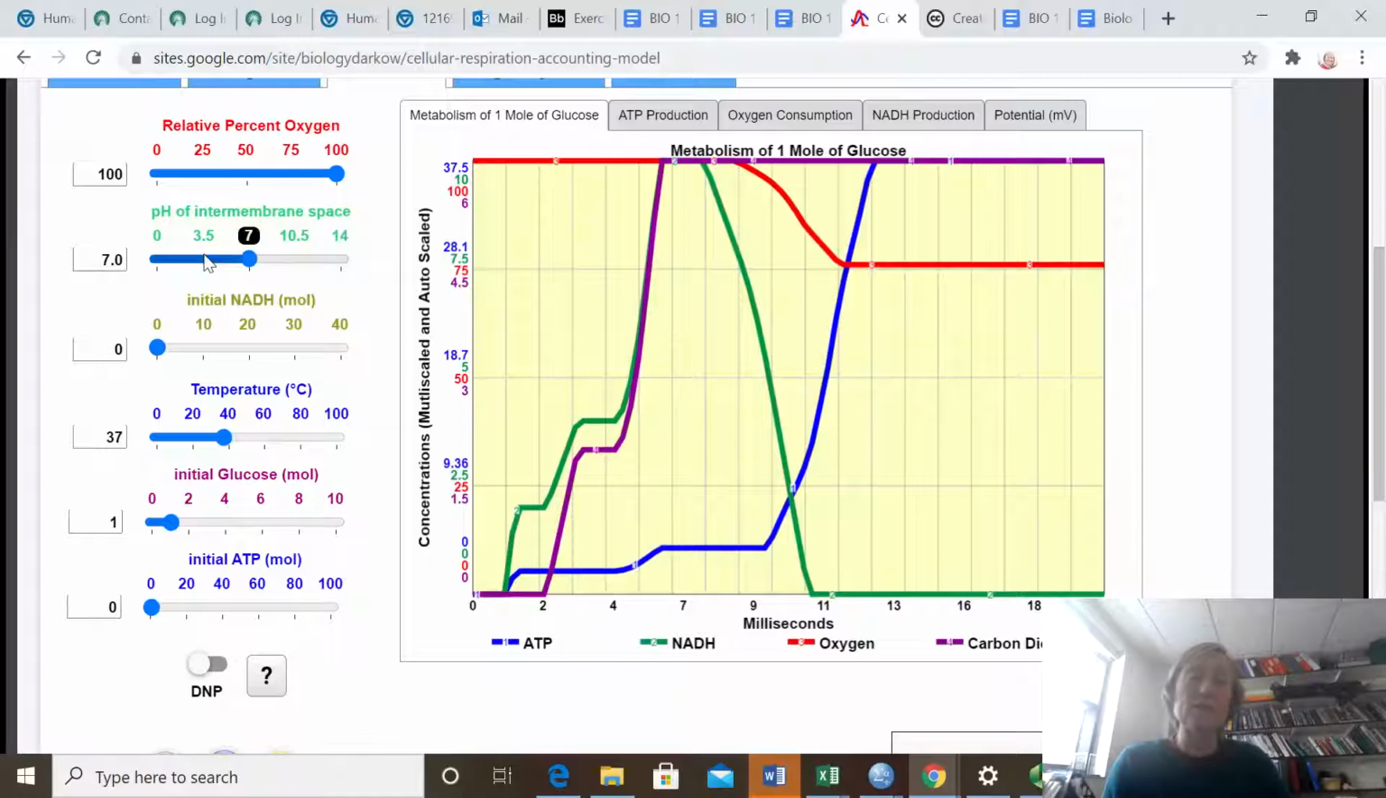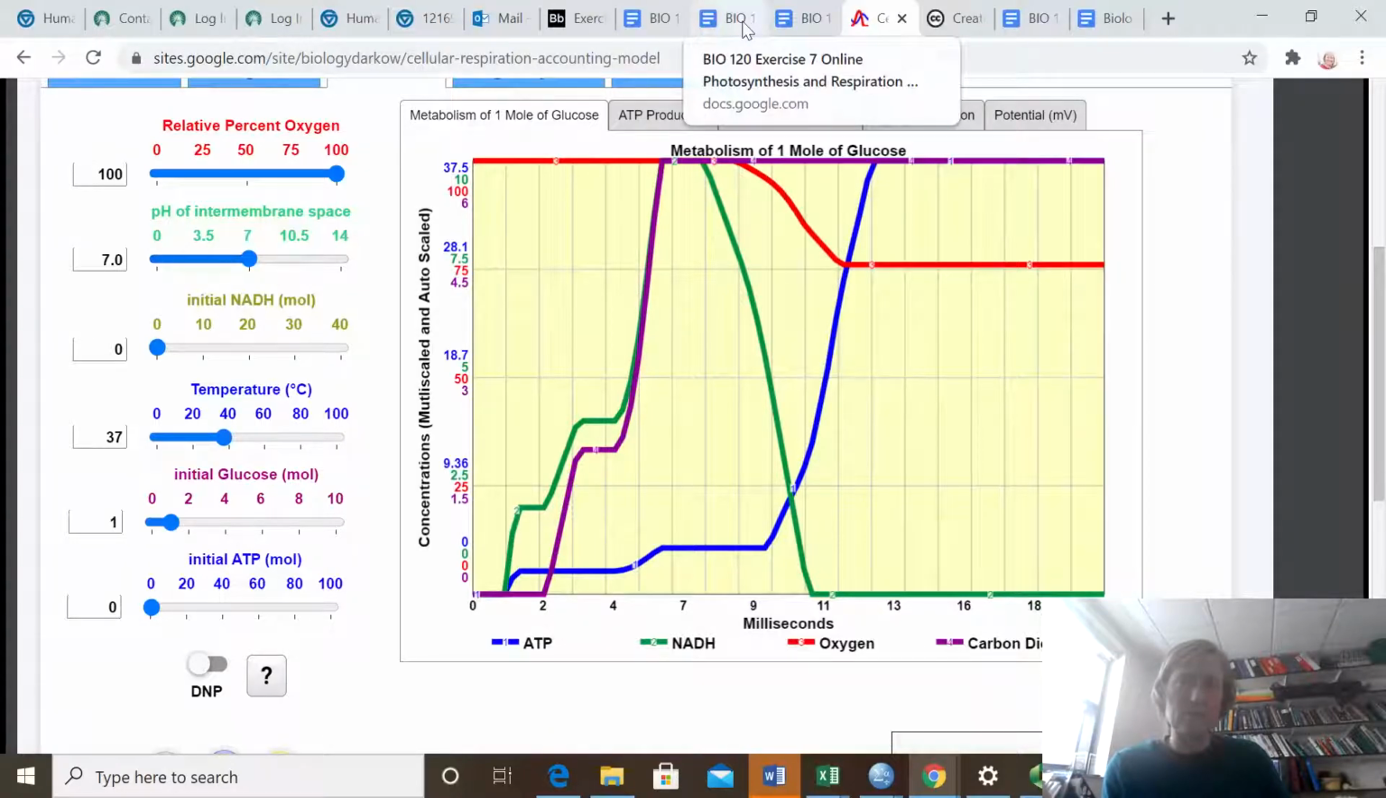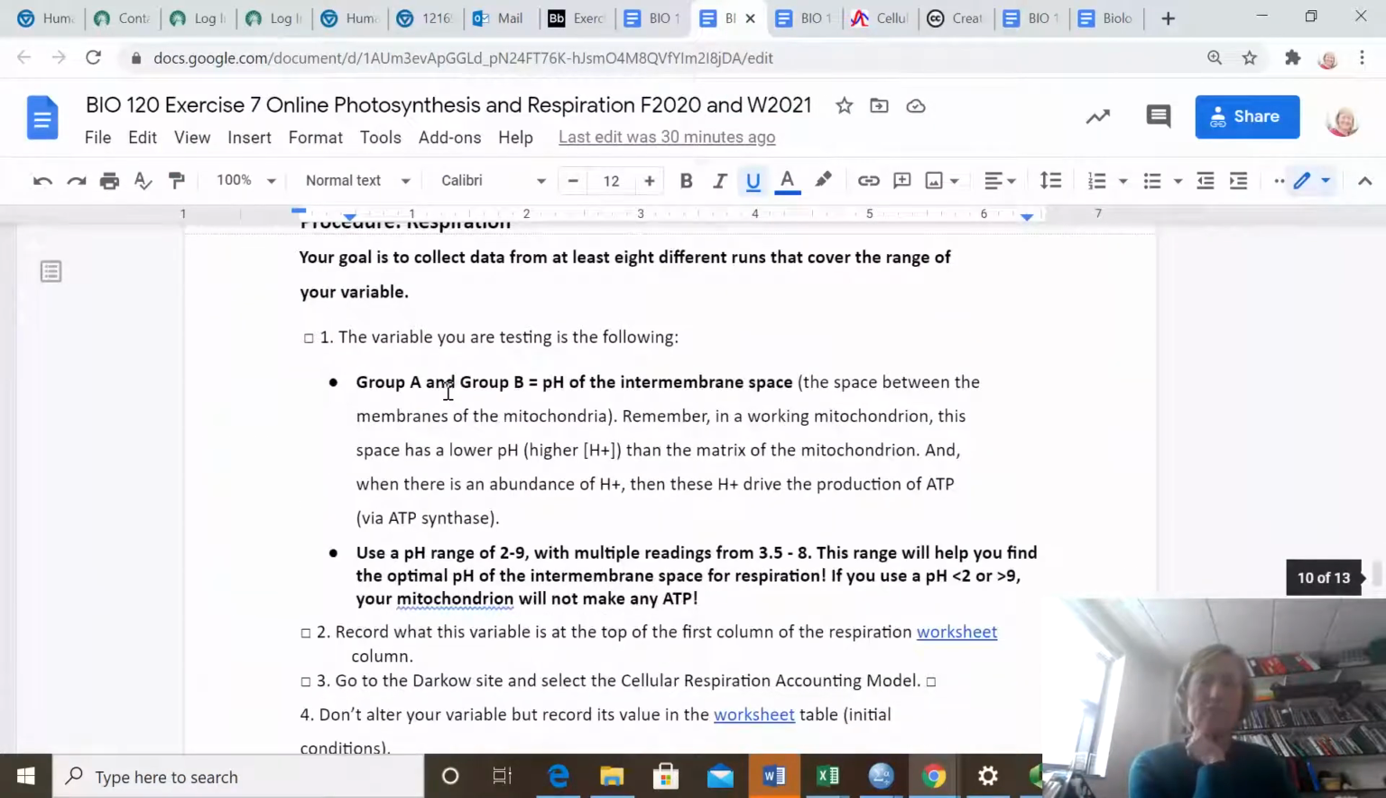So I'm going to vary the pH of the intermembrane space, and I tell you to pay particular attention between a pH of 2 and a pH of 9. If you get to the extremes of pH, the mitochondria won't be able to do cellular respiration. So you want to focus between pH 2 and pH 9 on your data collection. So let's go back and take a look at this information here.